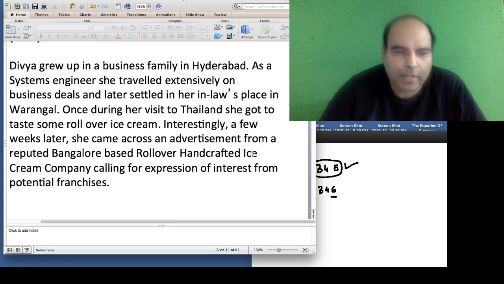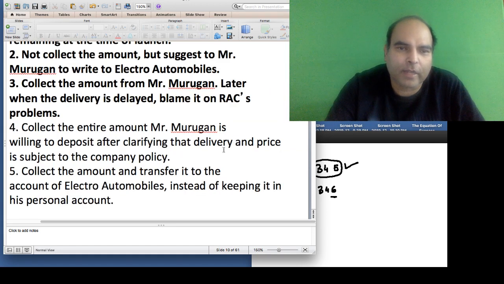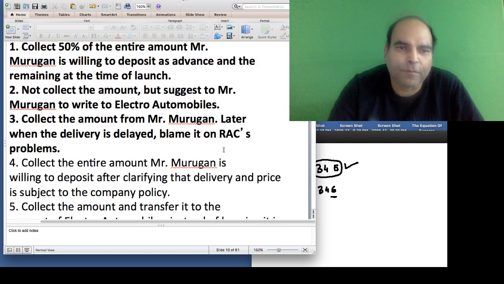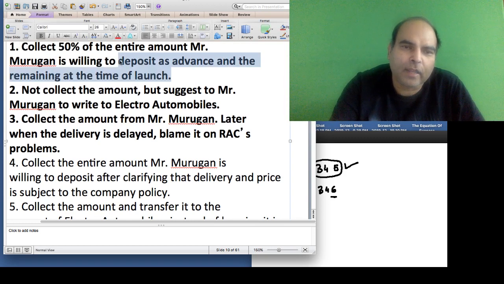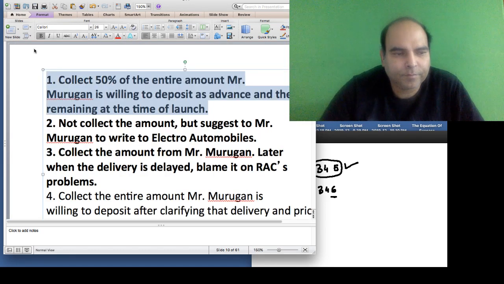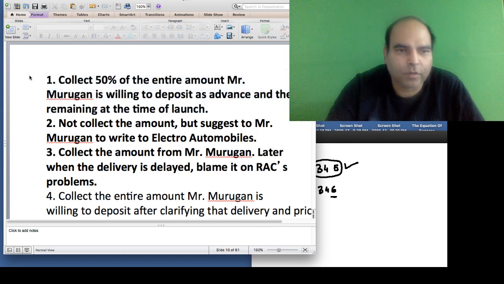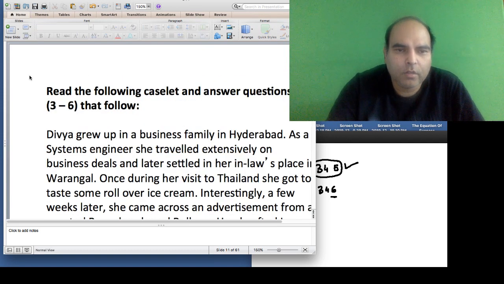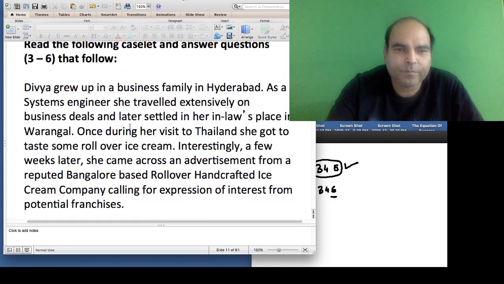Right? And the other problem with 50% advance there, I think you're confused between option 1 and 4. So I'll just repeat that. Option 1 does not communicate anything. It just says that collect the money. Got that? Good. So let's look at this case.